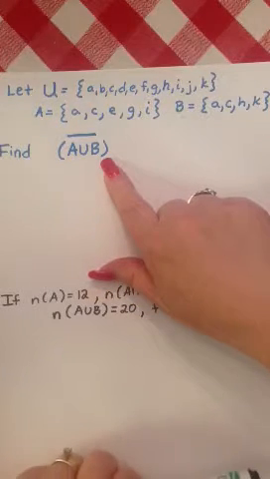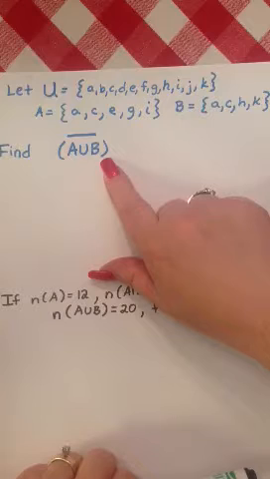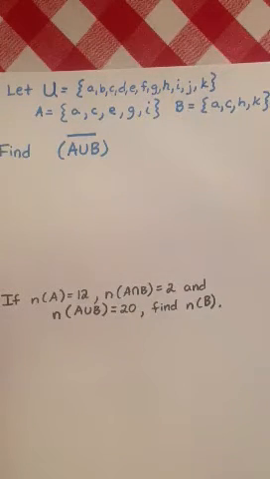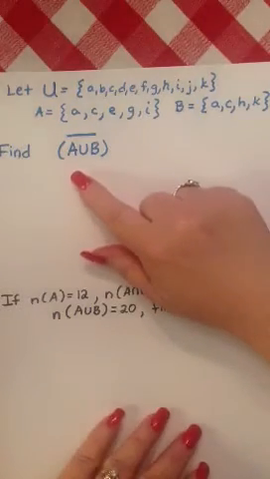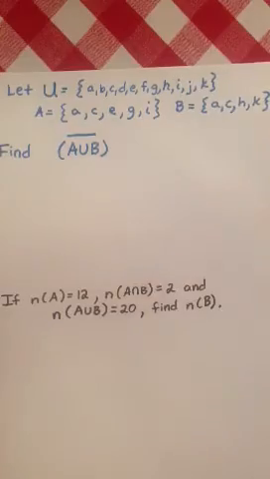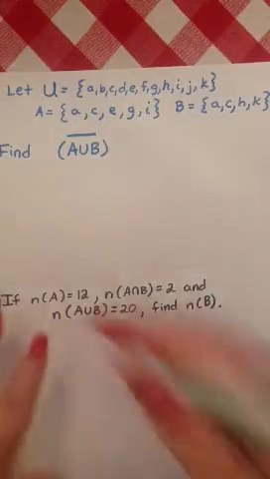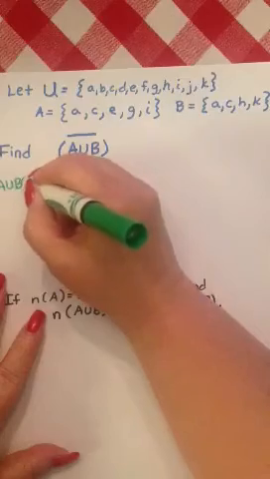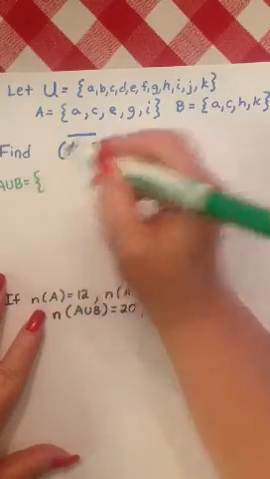Well, the complement of A union B will be everything in the universal set that is not in A union B. So first of all, I need to figure out what A union B is. I need to do that first. So A union B would be the set.